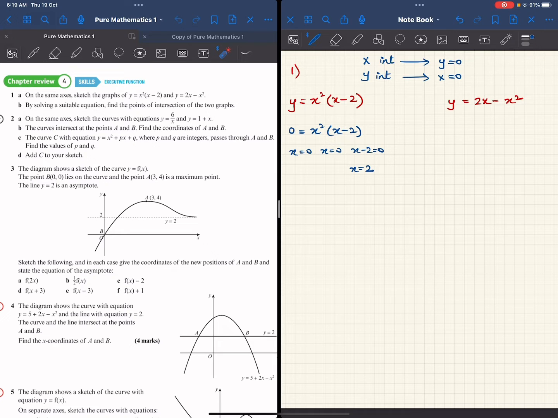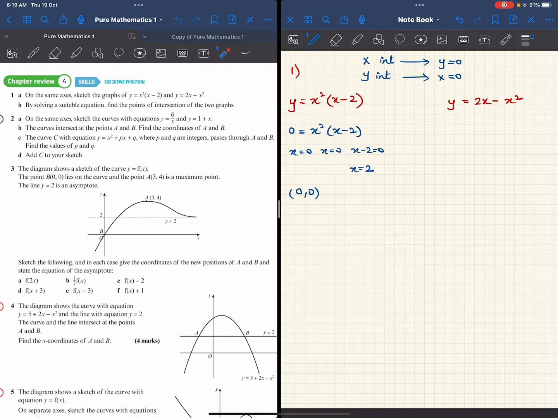Let's find the y-intercept. For the y-intercept, we equate x to 0. So we have 0 squared into 0 minus 2, which is 0 into negative 2, which is 0. So the y-intercept is (0, 0). It passes through (0, 0).